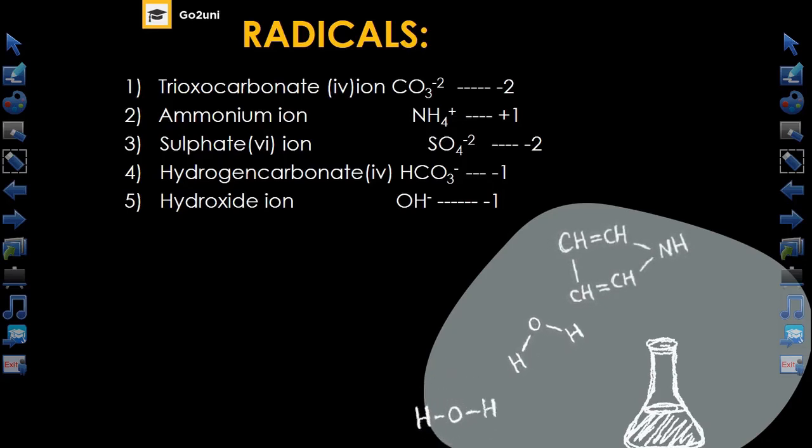The sulfate(VI) ion has a valency of minus 2. Hydrogen trioxocarbonate(IV), the bicarbonate ion, is negative 1. Hydroxide ion is also negative 1. So these are a few examples of the valences of radicals in chemistry. We shall get to learn more about the valences of radicals, both the cations and anions.